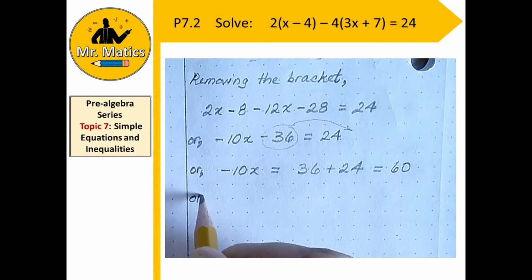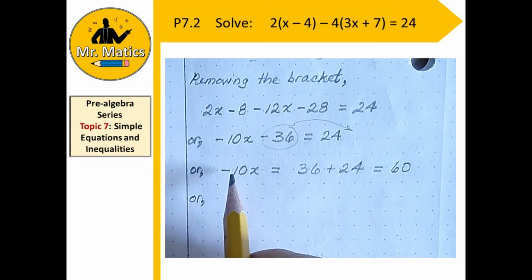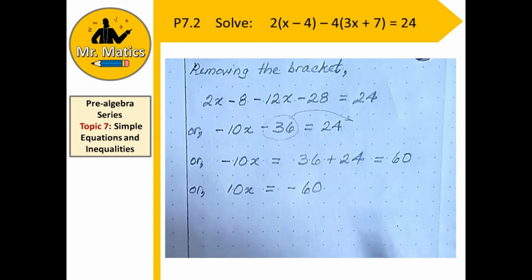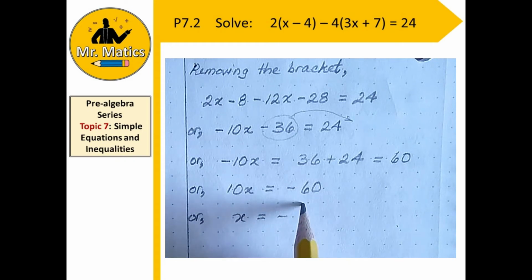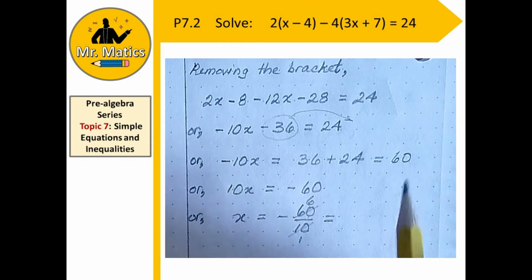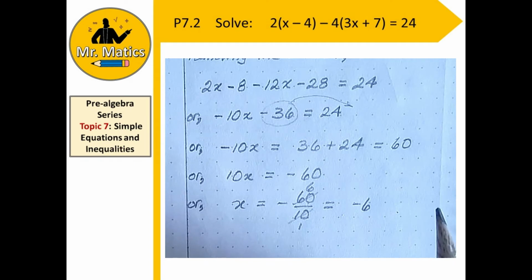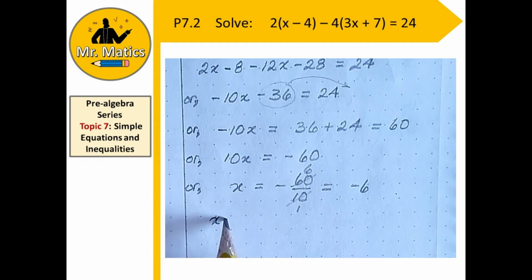Now I can multiply both sides by minus 1. That will make it 10x here, minus 60 on the right side. Or x is minus 60 divided by 10. Removing the factor 10 from the numerator and the denominator, we get minus 6. So finally we write x equals minus 6. That is your answer.